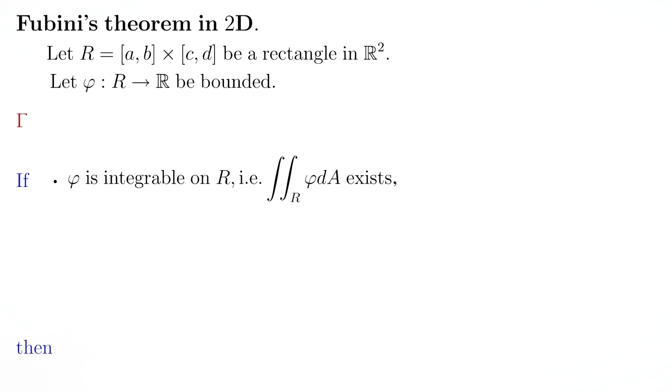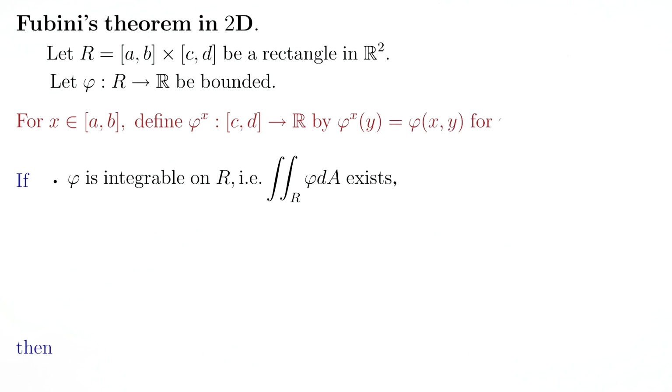For the next aspect, we will reveal more setup. For x in the interval from a to b, define the x slice of phi to be the single variable real-valued function with domain CD mapping y to phi of xy for all y in the interval from c to d. Notice the function phi superscript x is called the x slice of phi. It is defined with the value of x fixed. This means each value of x gives a new one-variable function on the interval from c to d. So there are infinitely many x slices of phi.